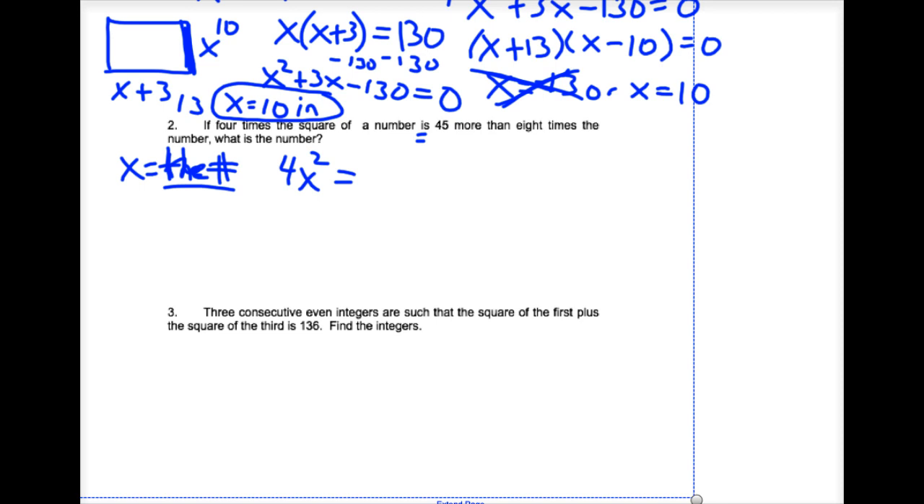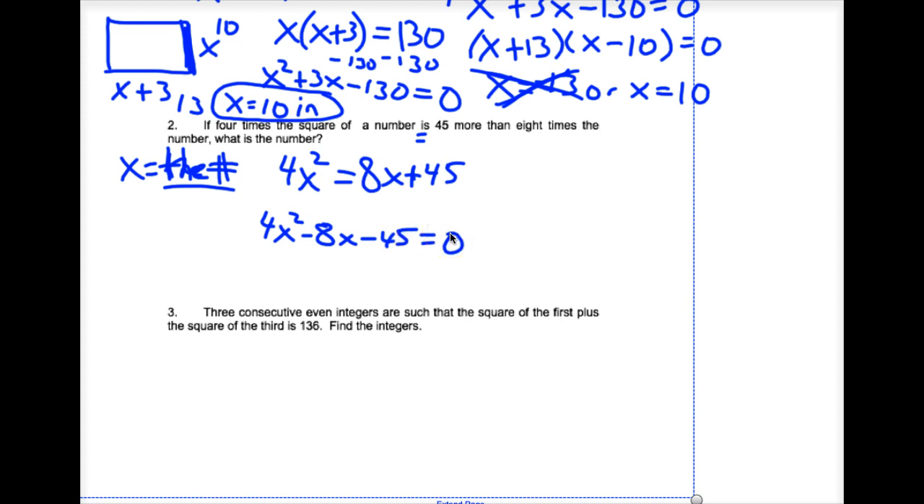Nico, what is it? 8x plus 45. Yeah, 45 more than 8 times the number. 8x plus 45. Again, we want to put it into standard form so that we can factor it. I'm going to move those things over. 4x squared minus 8x minus 45 equals 0.